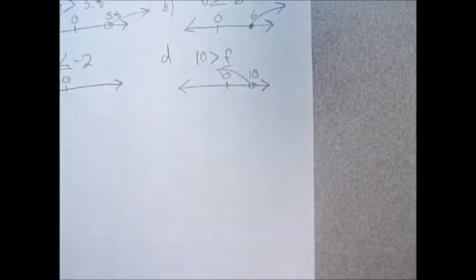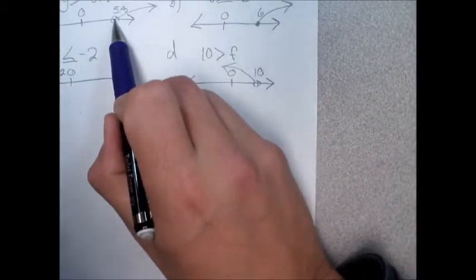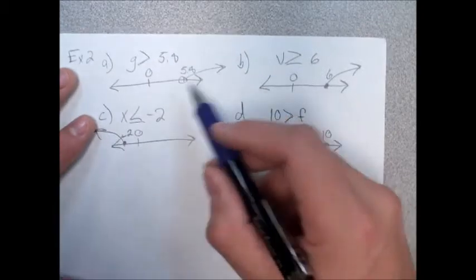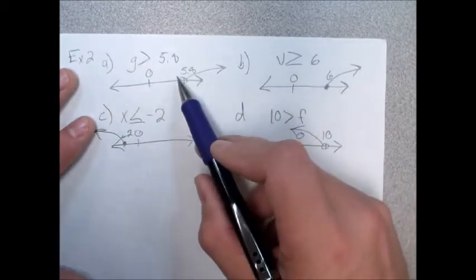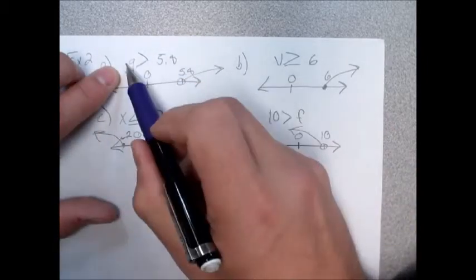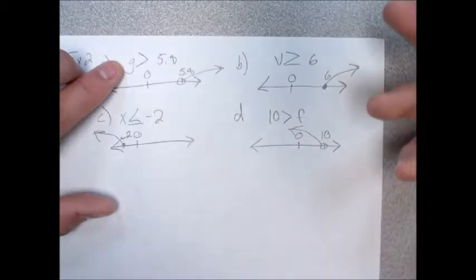Now, if we want to run a test point, we can do that. To run a test point on all of these, we're going to go back through and practice this. We'll just choose a number in the direction of our arrow. So we choose an easy number, okay? So if 5.8 is pointing to the right, I would choose, let's say 10, okay? Because 10 is to the right of 5.8 if I continue down my number line. So I'd put 10 in the place of G, and I'd say 10 is greater than 5.8. That's true, then it works.